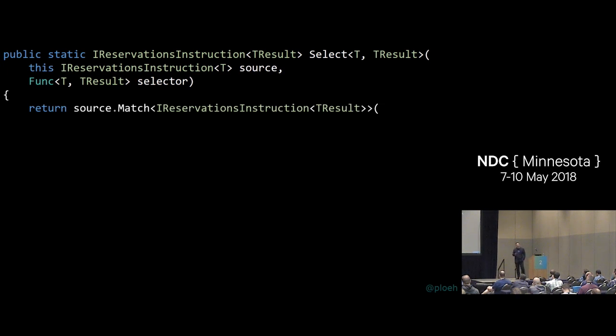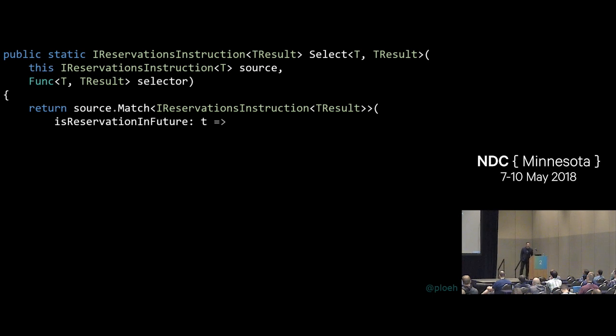First of all, we have source. The only thing we can do with source is we can call match because that interface only defines that single method. So we don't really have any choice, that's what we need to do. And because the C# compiler can't really figure out what it is that we're trying to do, we have to put this type annotation on and say we want to return an I reservations instruction of t result. All right, so when you're calling the match method there, you have to supply a function that will handle each of the three cases. So we can do that as a lambda expression, so that's what I'm going to do.